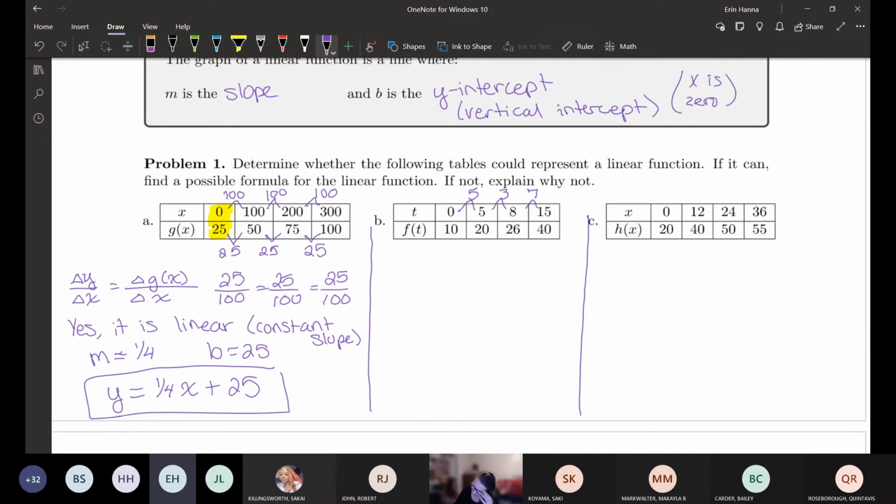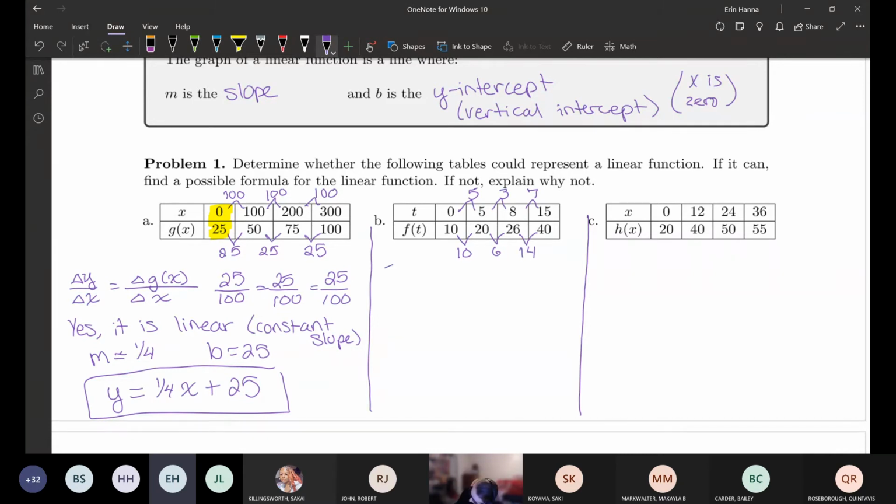But anyway, a clarification: just because those numbers don't match doesn't mean you stop. In the last one, they were all 100, which is awesome and a good start. Here, they're not all the same number, but that doesn't mean this might not be linear. So we have to check our change in f of t. We have an increase of 10, an increase of 6, and then an increase of 14.